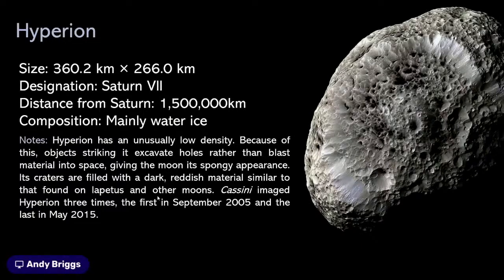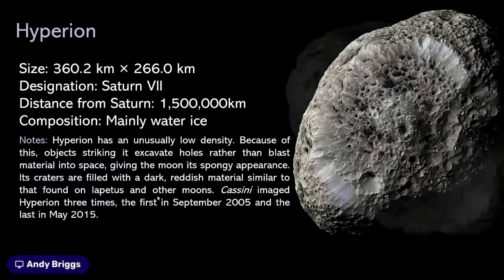So as you can see from this image, if you look down the craters, they're cylindrical rather than sort of bowl-shaped. And this is put down to the low density of the material that allows any incoming rock just to go straight in. As I said, Cassini imaged Hyperion 3 times. The first in September 2005 and the last in May 2015. But Cassini's orbit did not allow it to approach Hyperion any more regularly than that. Only 3 times it managed to fly past the moon.